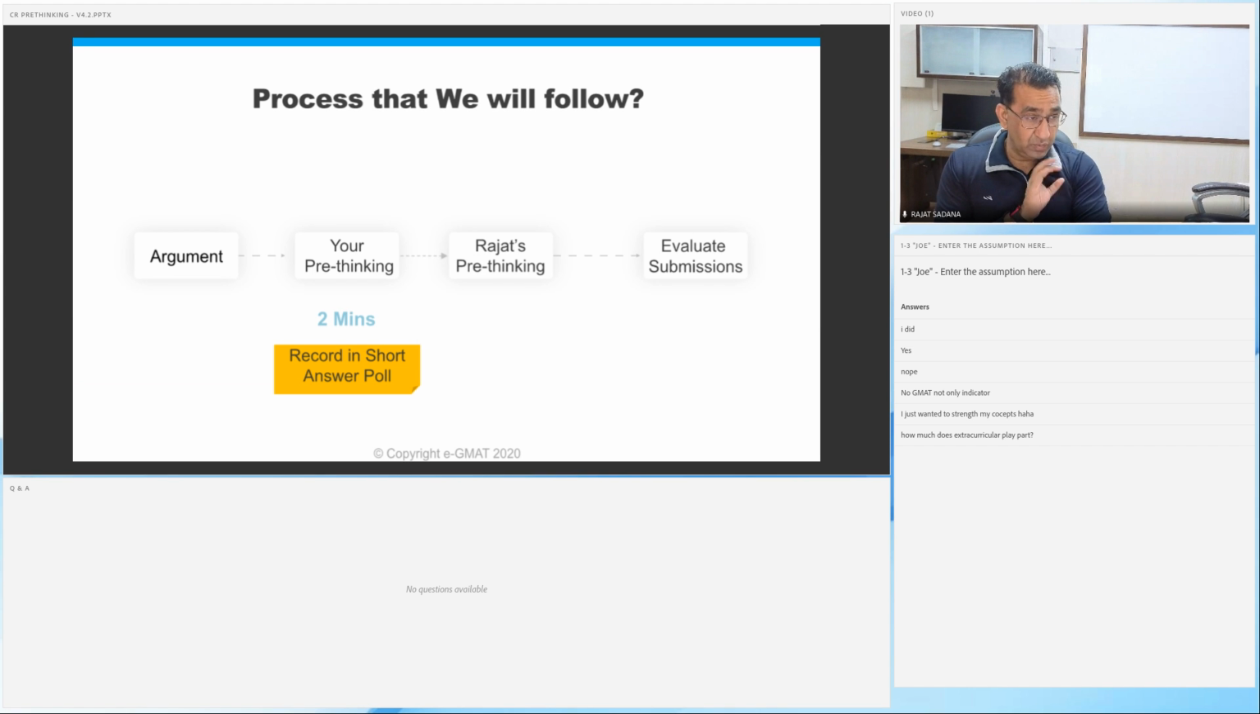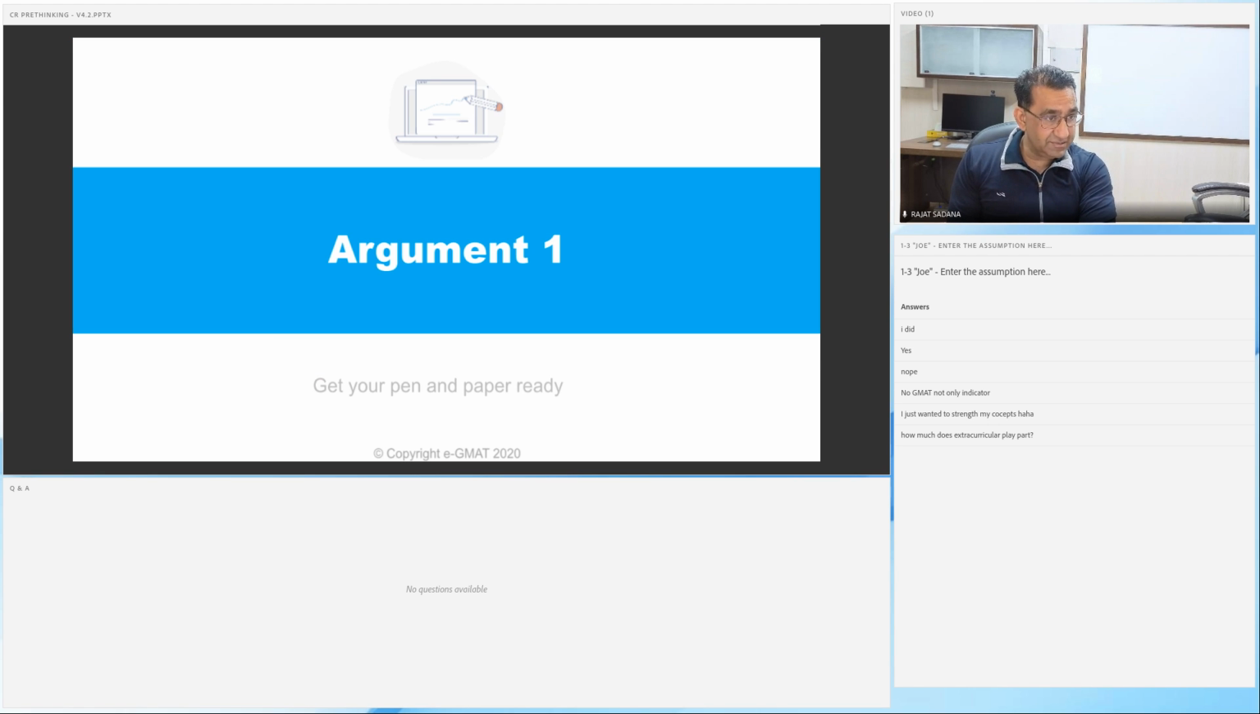Okay, so what are we going to do? We want to now do a pre-thinking exercise. You have the fundamentals of what an assumption is, and some sort of visualization here. What I'm going to do now is give you a CR argument, a complex argument, with no answer choices. I want you to tell me what the author assumes here. So pre-think the assumption. Is that clear?